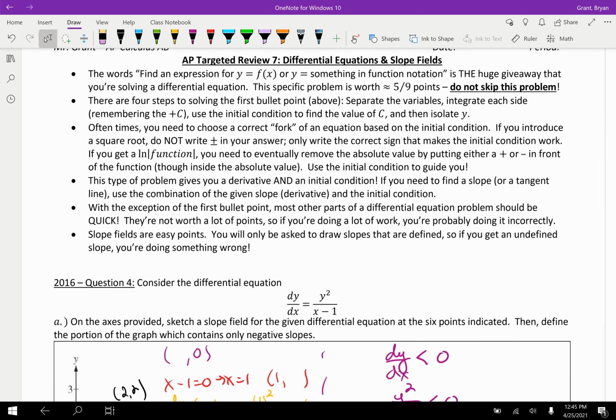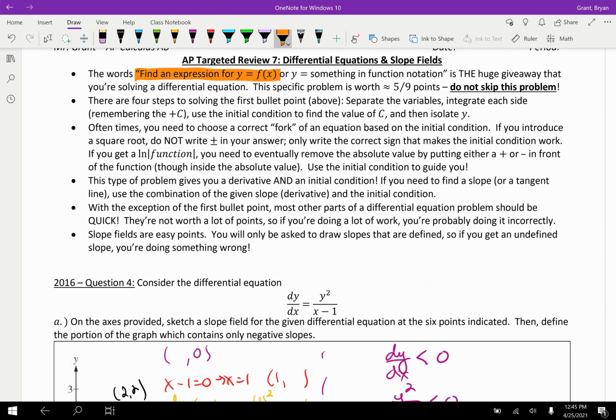We're just going to go back through the important pieces of differential equations and slope fields while you guys are jotting down the 3 important items that you might want to study or remember for this. First, the words "find an expression for y equals f of x" are the giveaway that you're solving a differential equation. That's usually worth 5 out of 9 points. And it is almost always the last question on the free response.